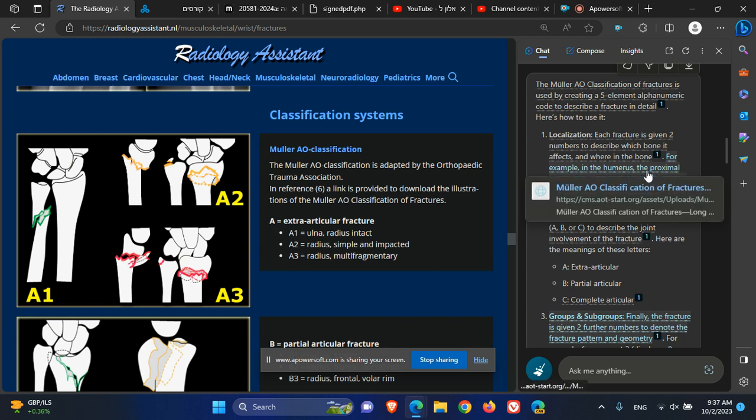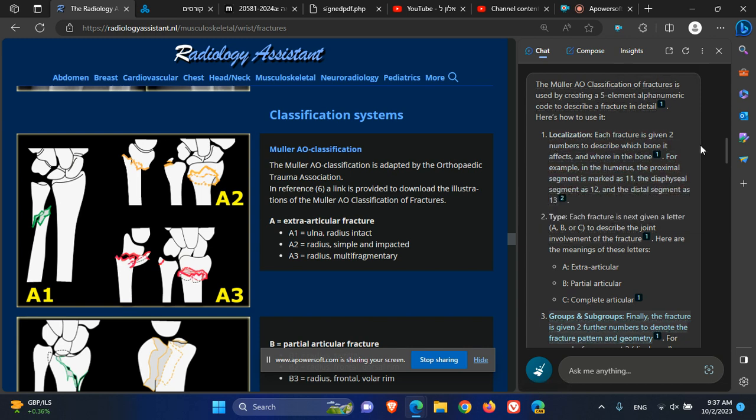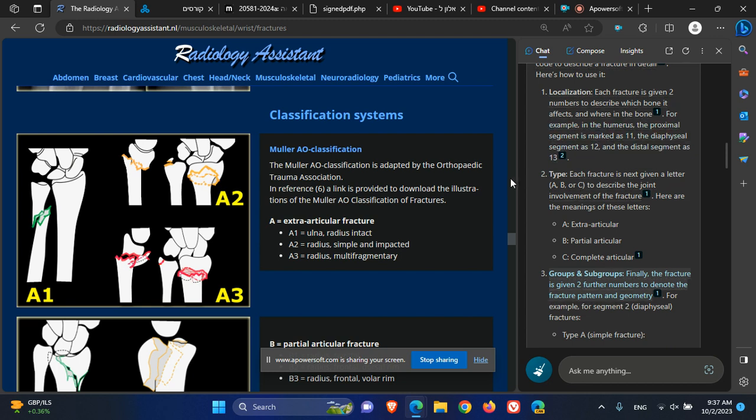For example, here in the humerus, the proximal segment is marked as 11, the diaphyseal segment is 12, and the distal segment is 13. And the type, meaning it's extra-articular, so it will be A, partial articular, so it will be B, and complete articular, so it will be C.